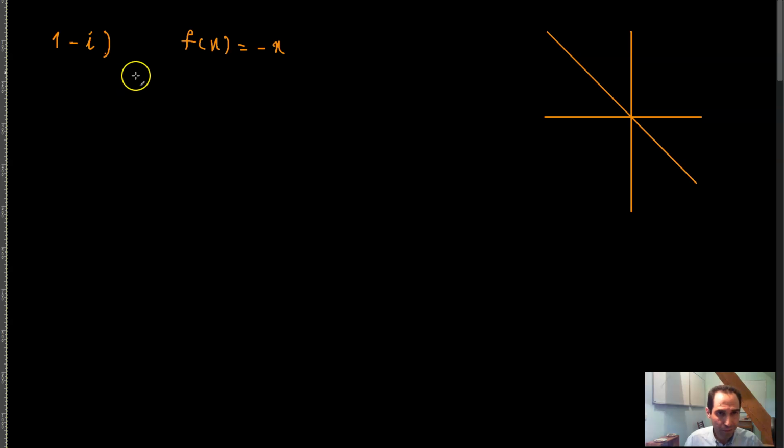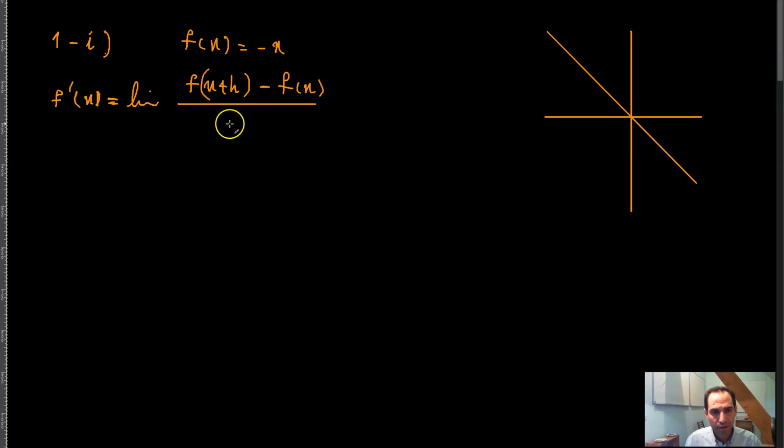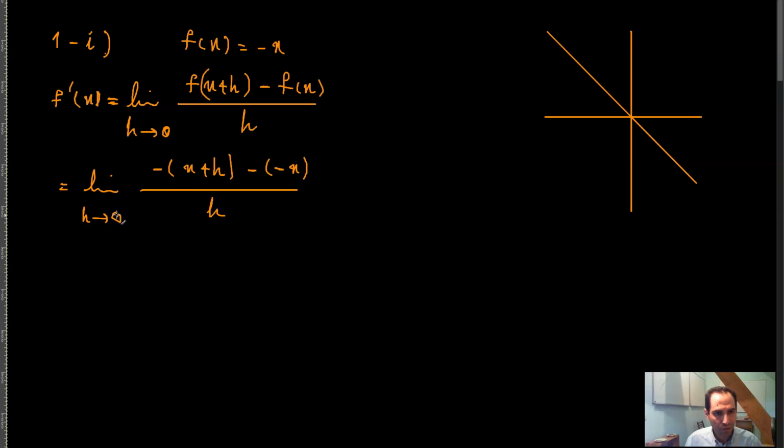But from the first principle, you can say that f prime of x is equal to the limit of f of x plus h minus f of x over h as h tends to zero, which is the same thing as the limit of f of x plus h, which is negative of x plus h, minus f of x, which is minus negative x, over h as h tends to zero. And so this is equal to the limit of negative x negative h plus x over h as h tends to zero. And there you have x and negative x, you can cancel out, h and h you can cancel out.